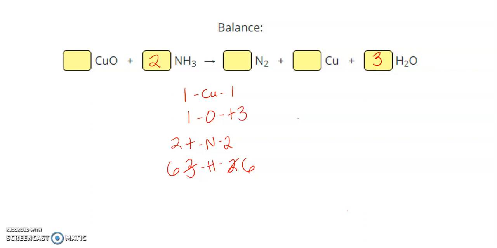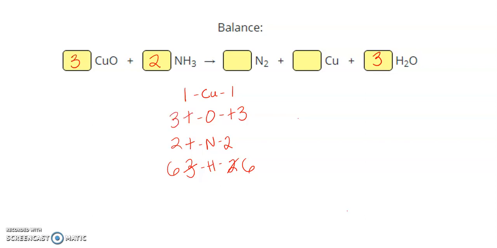That happens sometimes. Sometimes an element is balanced, you add a coefficient, and then it gets knocked out of whack. So just see that it's okay to now have 3 oxygens, because we'll just keep balancing and we'll fix it. So now I want 3 oxygens on the reactant side. Well, oxygen is here, so I'm going to put a 3 in front of CuO.